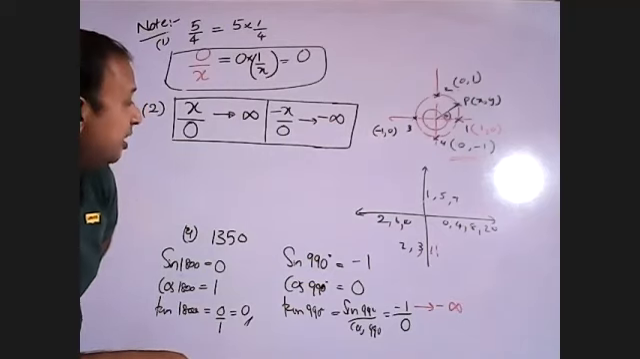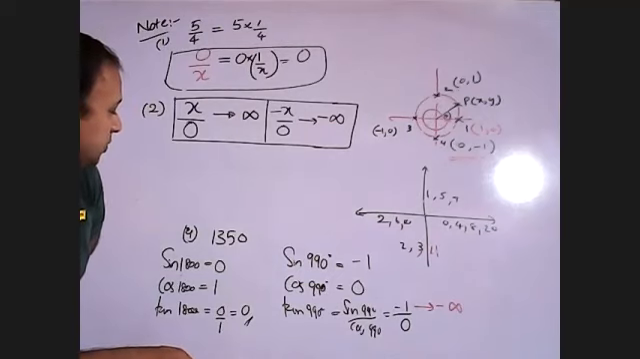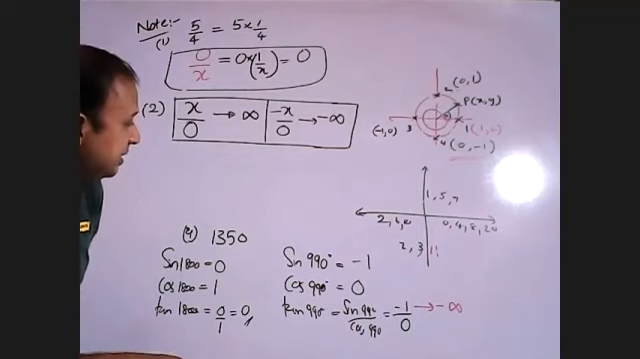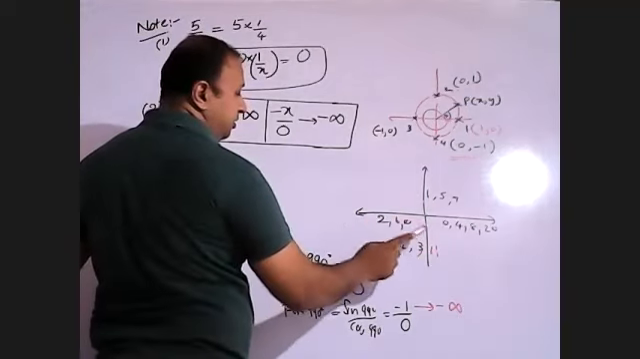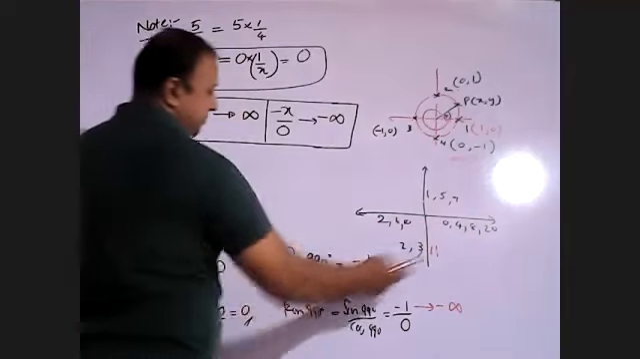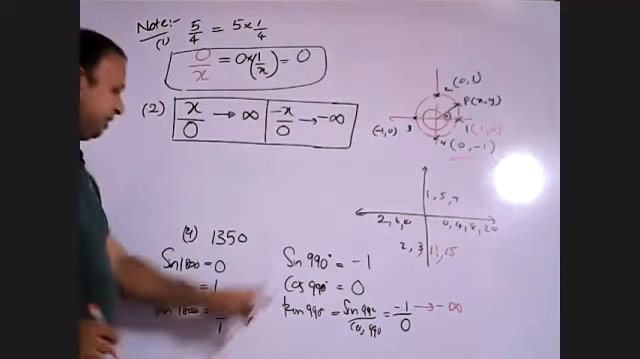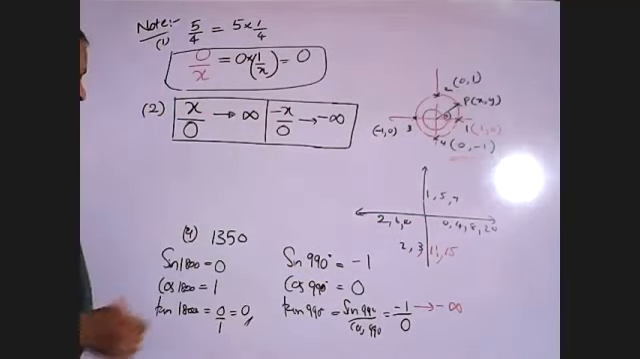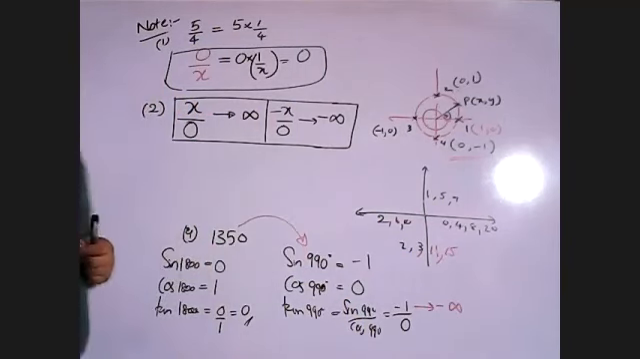1350. So n is equal to 15, no? n is equal to 15. 15 means 11, 12, 13, 14, 15. 11 plus 1, 15. So that is equal to this one. Sine 1350.